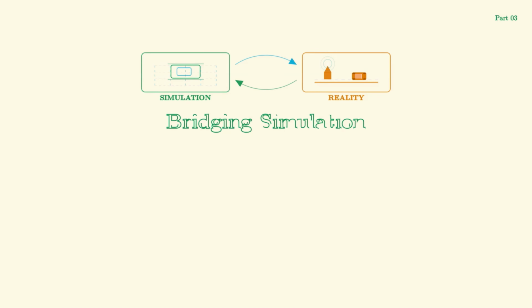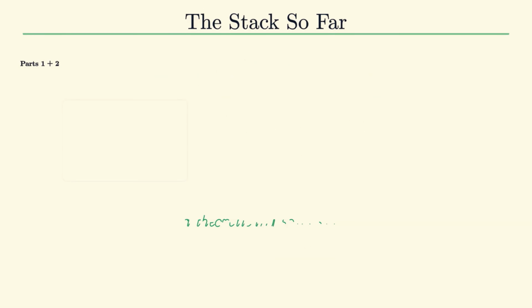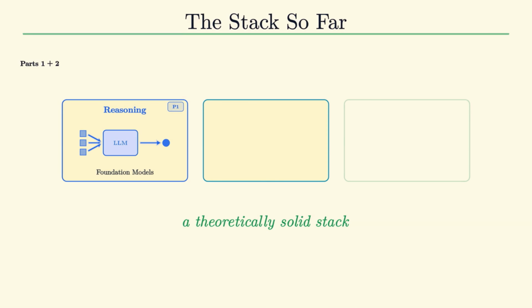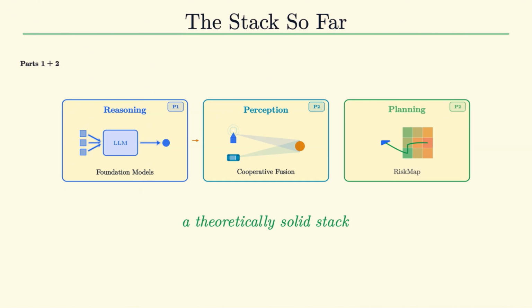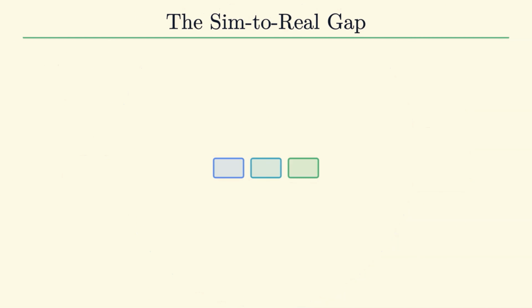Bridging simulation and reality. Part 3 leaves the benchmark and enters the physical world. We now examine the hardware, calibration, localization, and deployment work needed to bridge simulation and reality. Parts 1 and 2 built a theoretically solid stack: foundation models for reasoning, cooperative spatio-temporal fusion for perception, risk map for interpretable planning. But there is a well-known problem in robotics called the sim-to-real gap.